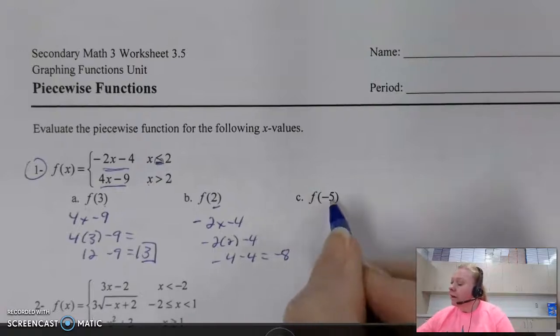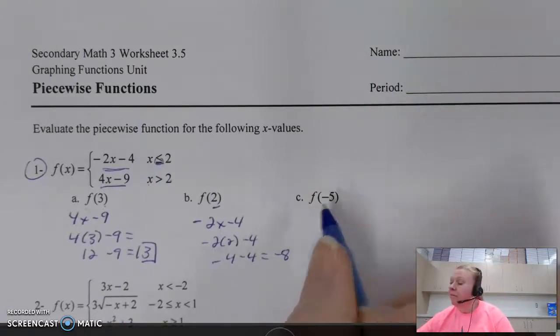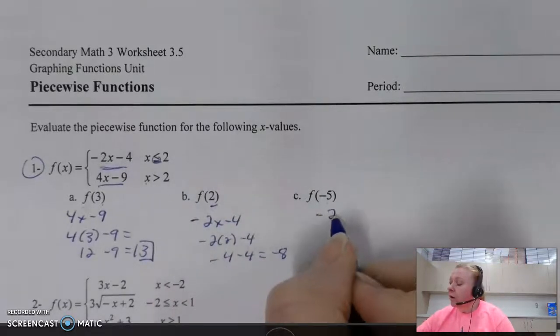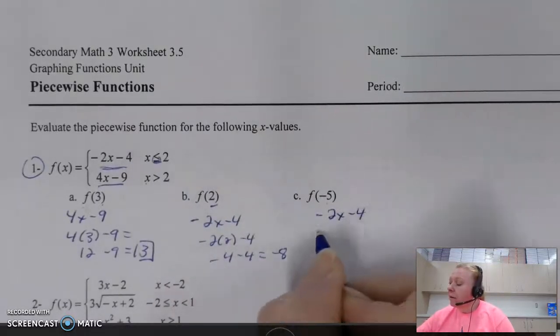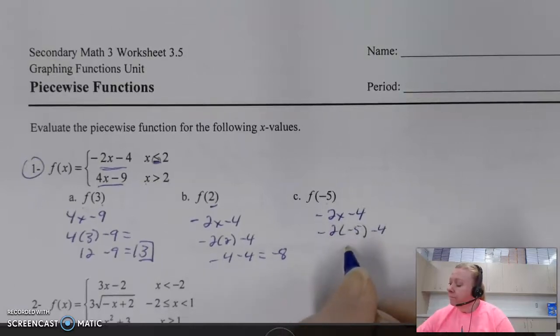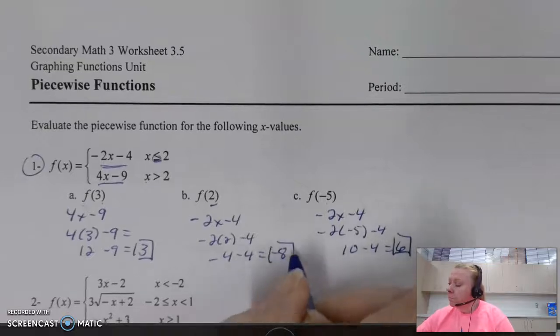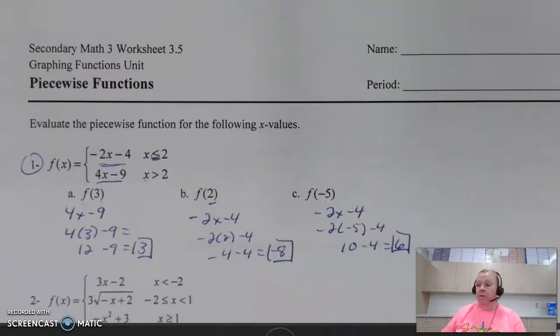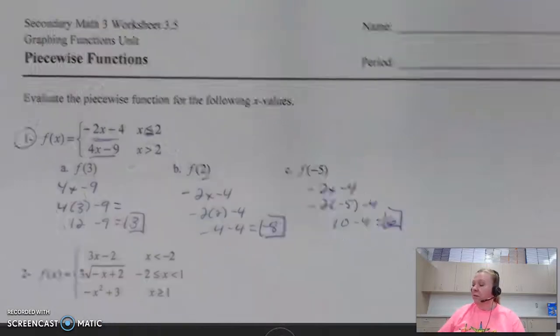Now we're going to try negative 5, and we've got to find where it is defined. Negative 5 is less than 2, so we're going to use our negative 2x minus 4 again. But this time we're going to plug in negative 5. Okay, so when we evaluate, we are just finding where it's defined.